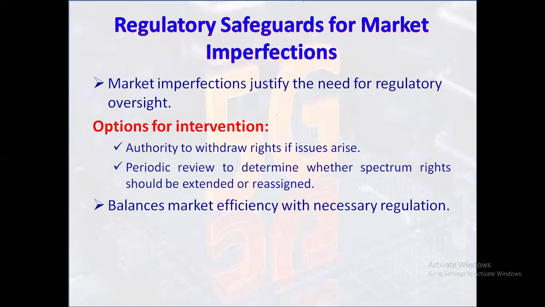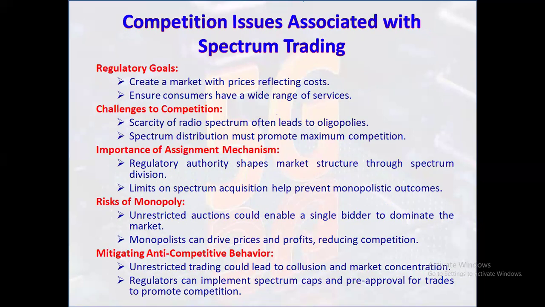Next, regulatory safeguards for market imperfections. Despite the advantage of perpetual spectrum rights, the existence of market imperfections means regulatory intervention may still be necessary. Regulators should have the authority to withdraw usage rights if serious issues such as market failures or breaches of conditions arise. Alternatively, rights could be subject to periodic review, allowing regulators to decide whether to extend or reallocate them. This approach strikes a balance between allowing market flexibility and ensuring spectrum management remains fair and effective, addressing any potential problems that market forces alone cannot solve.